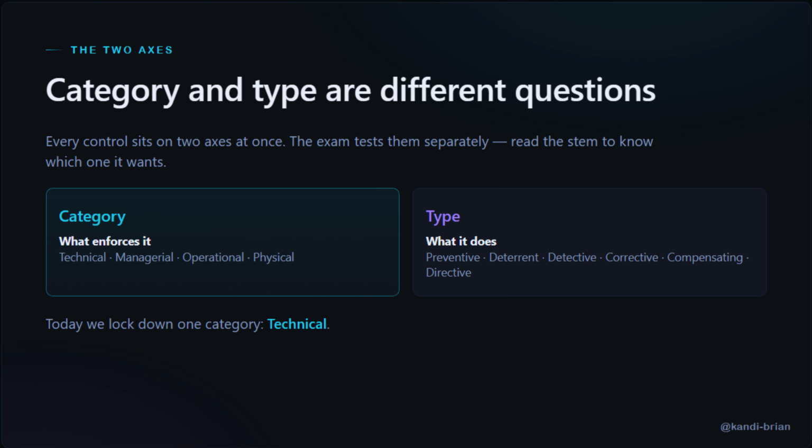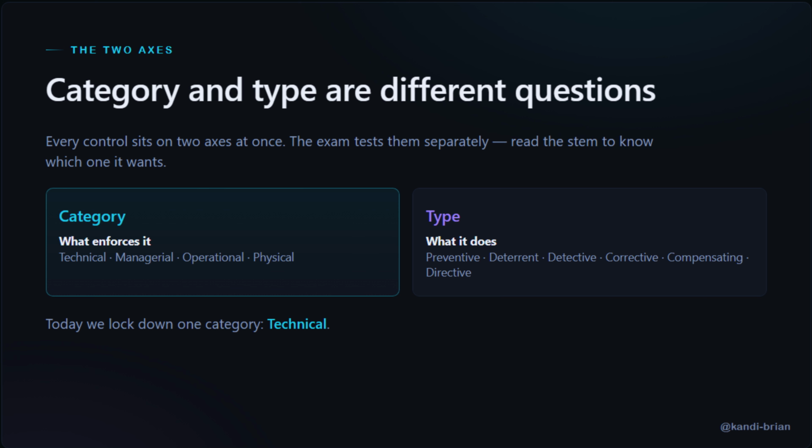Objective 1.1 asks you to compare and contrast various types of security controls. CompTIA breaks controls down along two different lines at the same time, and this is the part that confuses people. There is the category of a control, and there is the type of a control. The four categories are technical, managerial, operational, and physical. The types are preventive, deterrent, detective, corrective, compensating, and directive. Today we are zeroing in on the technical category because once you have technical locked down, the other three categories become much easier to separate out by contrast.